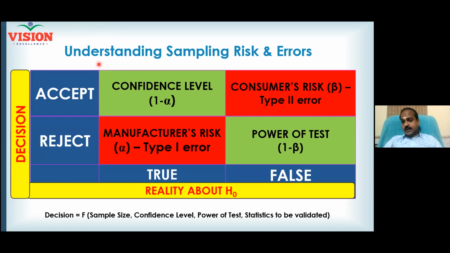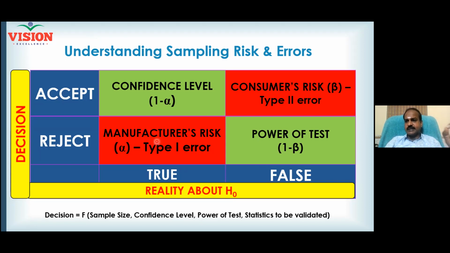All right. So now coming to the error, RK sir was saying about alpha. Alpha means level of significance. Level of significance is nothing but type 1 error or manufacturer risk. What is manufacturer risk?